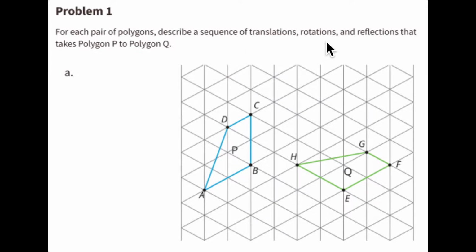Now, a translation, a rotation, a reflection, those are different kinds of transformations. And so a sequence means more than one of these transformations. So in this case, you're going to move from this trapezoid P to this trapezoid Q, and you can see that's going to require a translation because you have to move this whole figure over to some point over here, and then it looks like it's going to be a rotation to rotate figure P to figure Q.